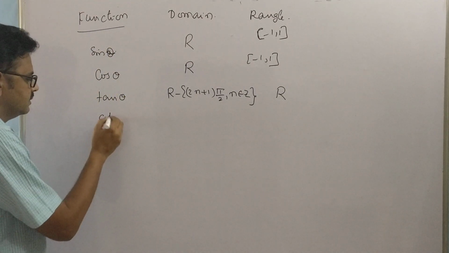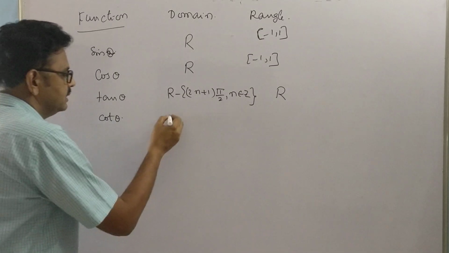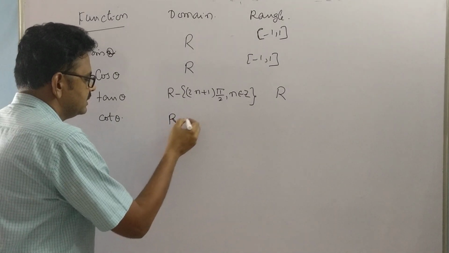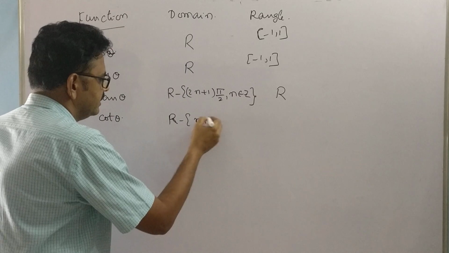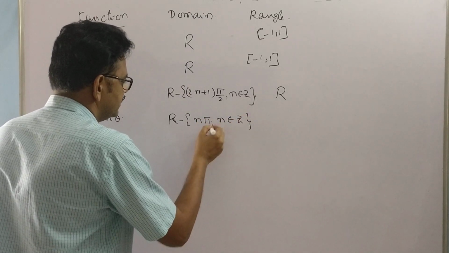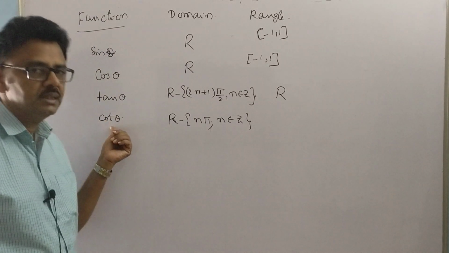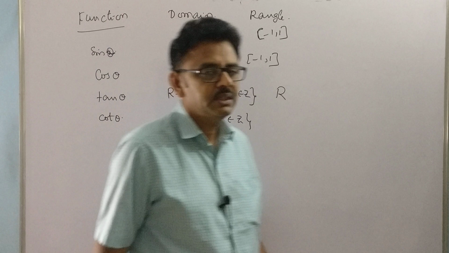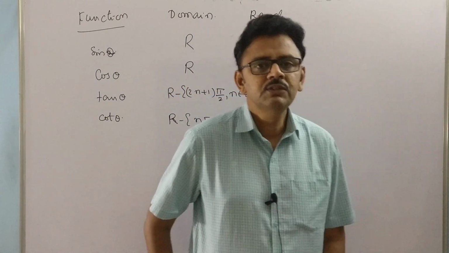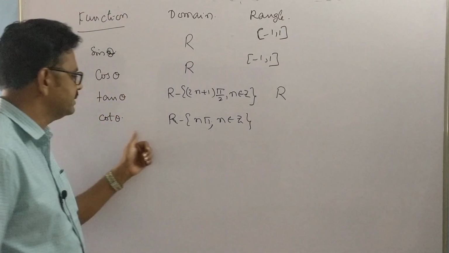Next, cot theta, domain. That means what? Cot function domain is the set of all real numbers except n pi, where n belongs to Z. That means cot 0, cot pi, cot plus or minus 2 pi, cot of plus or minus 3 pi. For these values, the function is not defined. So, domain is except these.